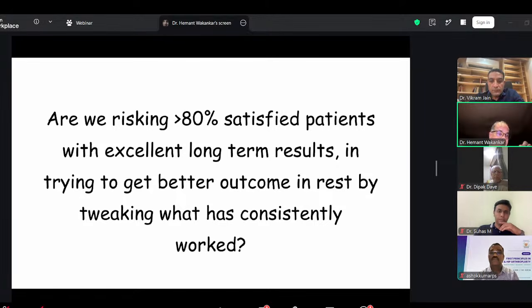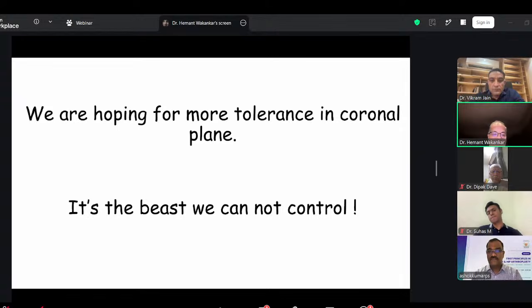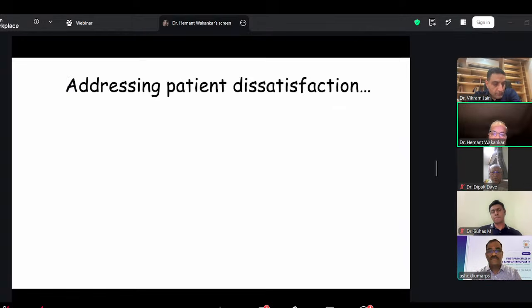If at the outset, 10, definitely not more than that. Are we risking those more than 80% satisfied patients with excellent long-term results in trying to get a better outcome in the rest by tweaking what has consistently worked? We are hoping for more tolerance in the coronal plane, putting the knees in 5, 6, 7 or 8 degrees of varus. It's a beast that you cannot control, and the failures that you will see at around anywhere from say 5 years to 10 years.